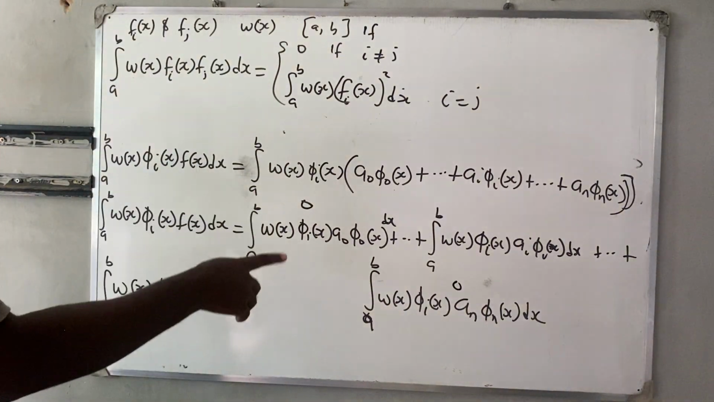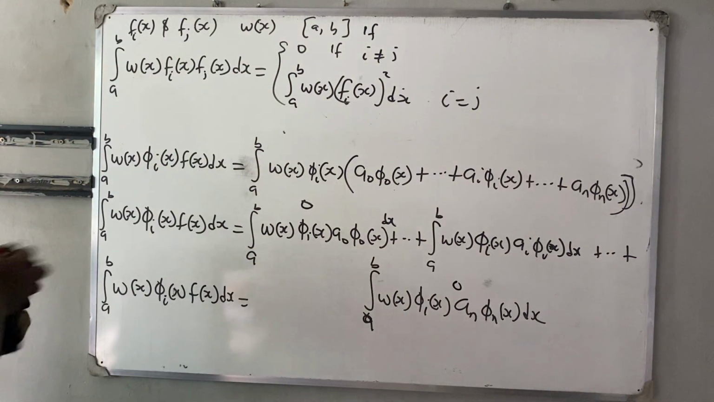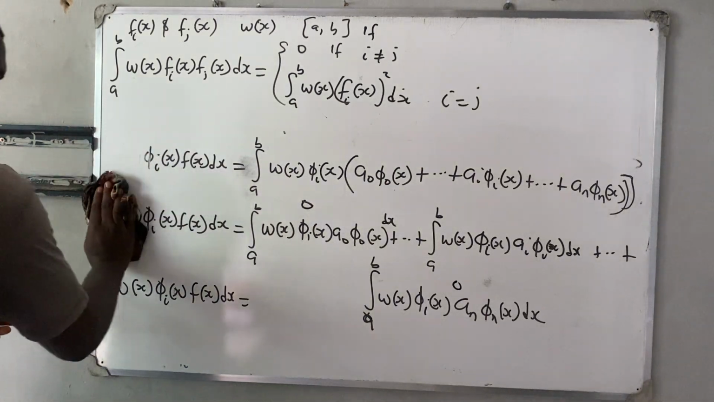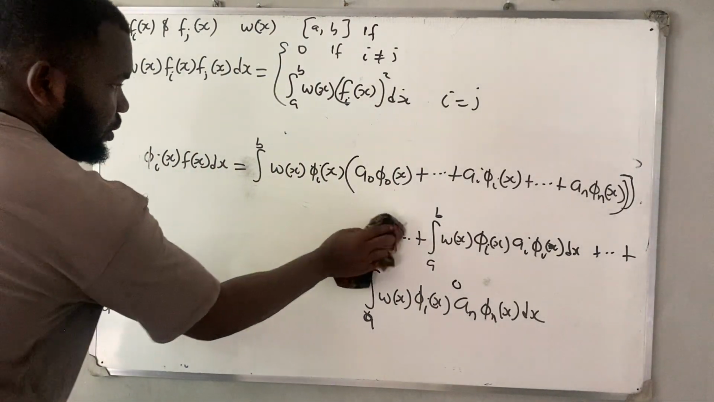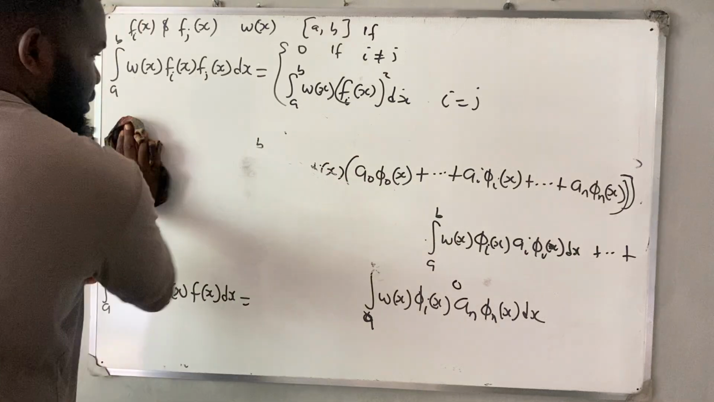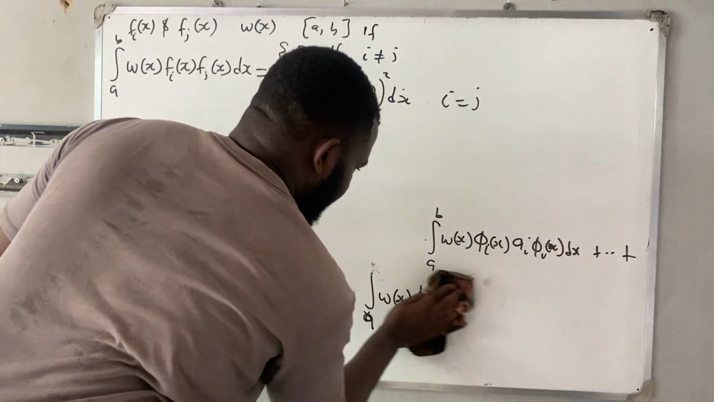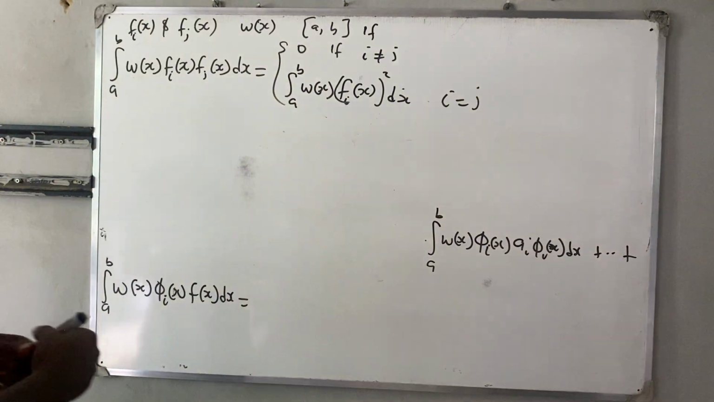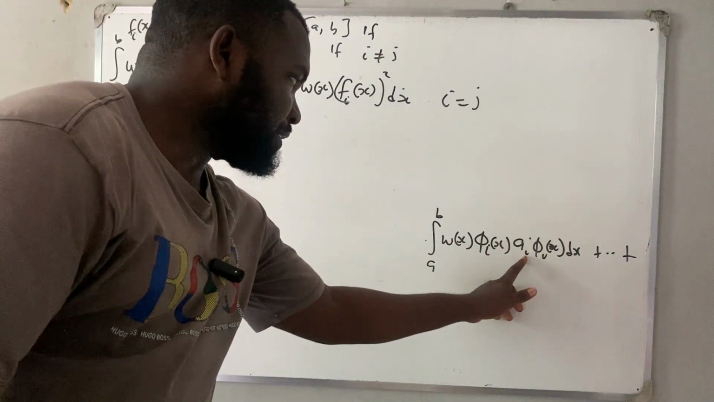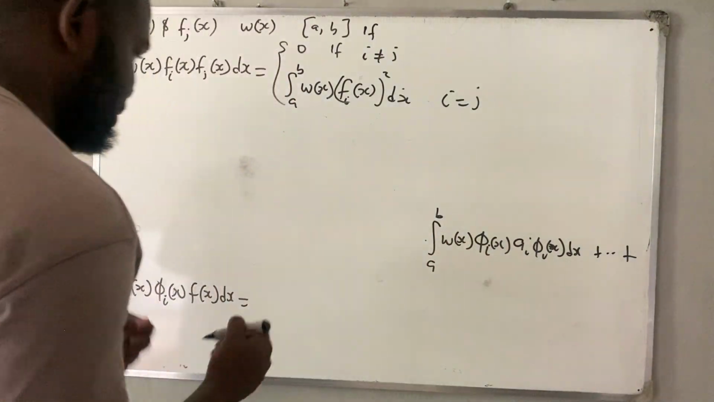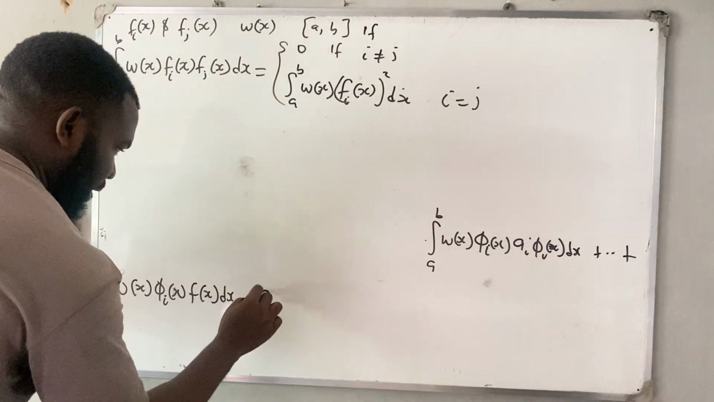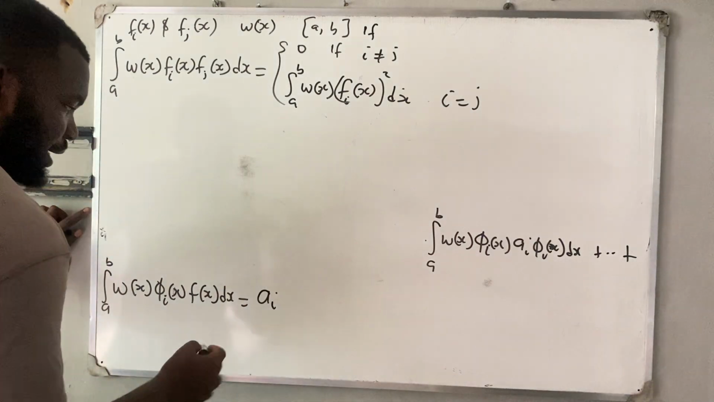So I'm going to clean. Make sure you write that. You can pause the video and write that. Let me clean and write the one that did not. The only one that survives among all these terms is this one. And since it survives, the a_i is a constant that can come outside. I'm going to have a_i coming outside as a constant.